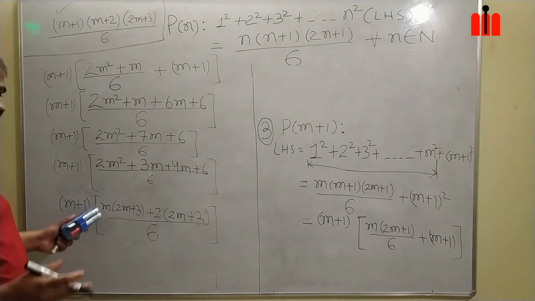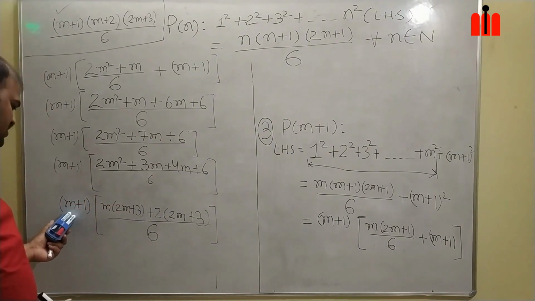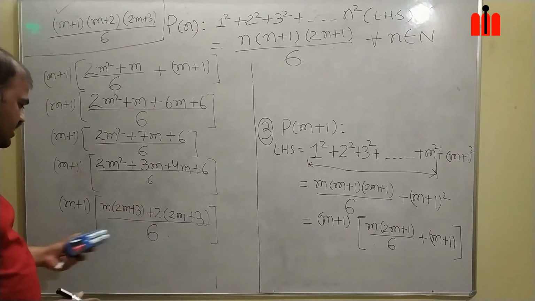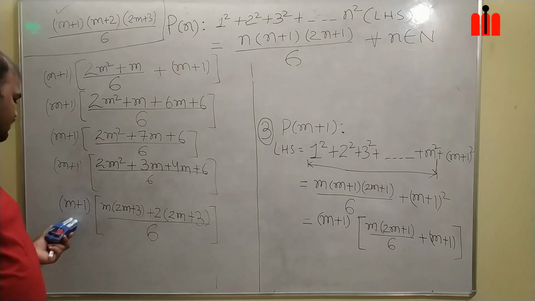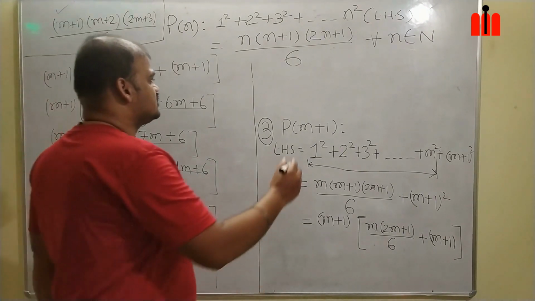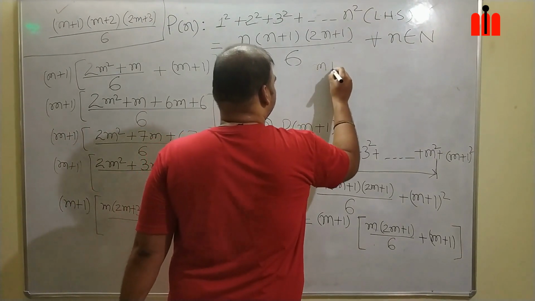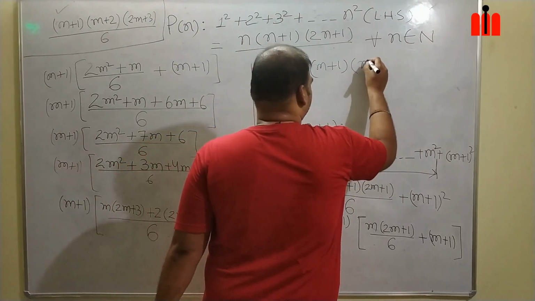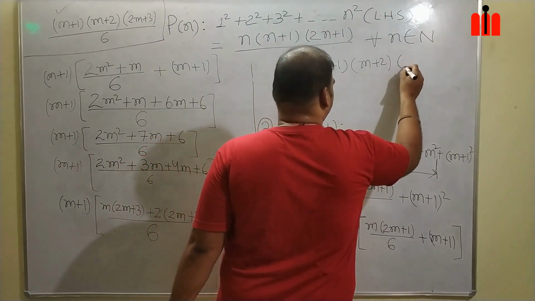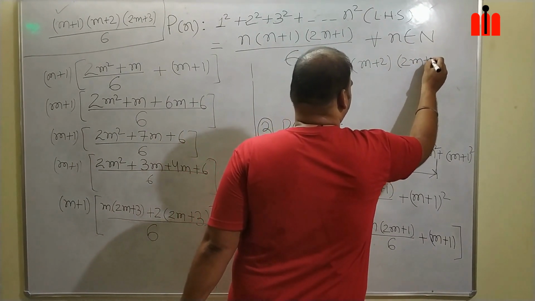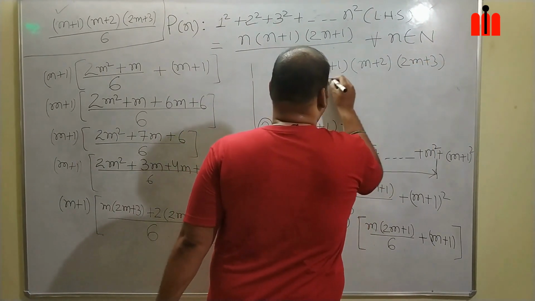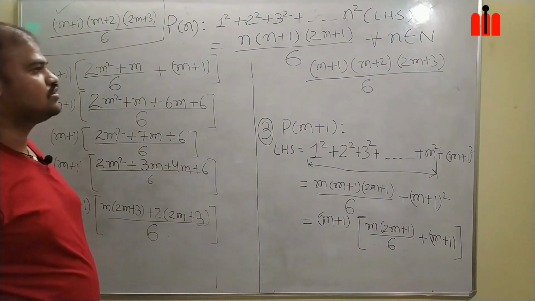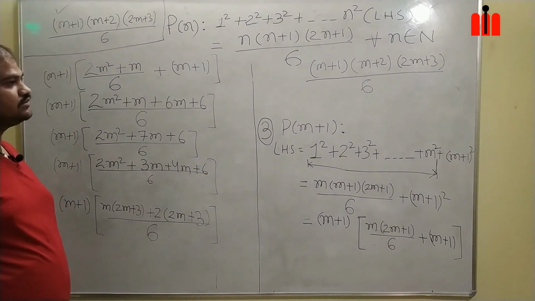So once you take 2m plus 3 common, you will get m plus 2. Then you will be having 3 terms. Those 3 terms are m plus 1, m plus 2, 2m plus 3 by entire 6. So it will become m plus 1, m plus 2, 2m plus 3 whole divided by 6. Done.